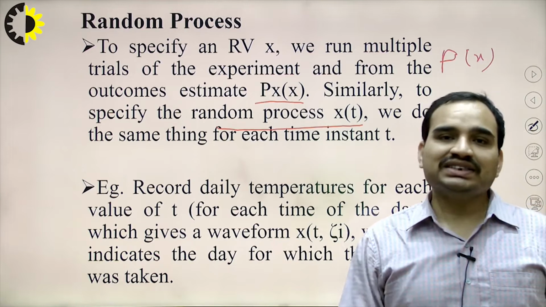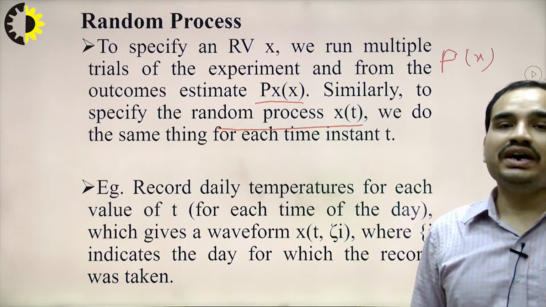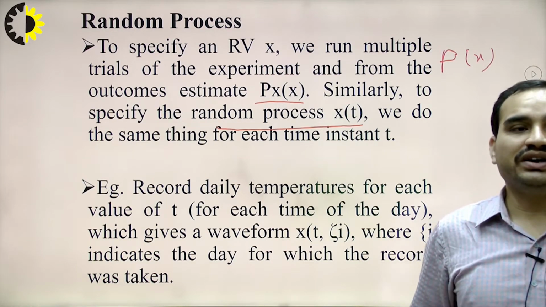So what is the best example to consider a random process? The best example is the temperature. So temperature is the best example to consider as a random process.